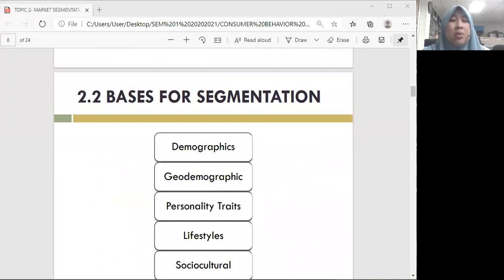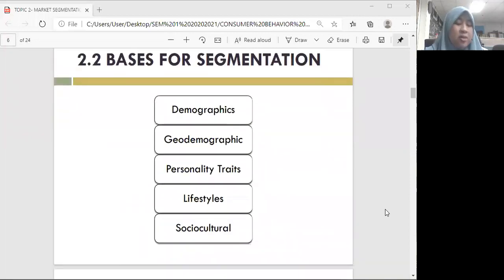Okay, and then we move on to the second basis for the segmentation. When we're talking about the basis of segmentation, there are 5 factors here. Okay, number one, we're talking about demographic. I told you just now. What does demographic mean? Demographic is related to our background, our personality. Example like age, gender, income, taste and preferences. So this involves demographic.